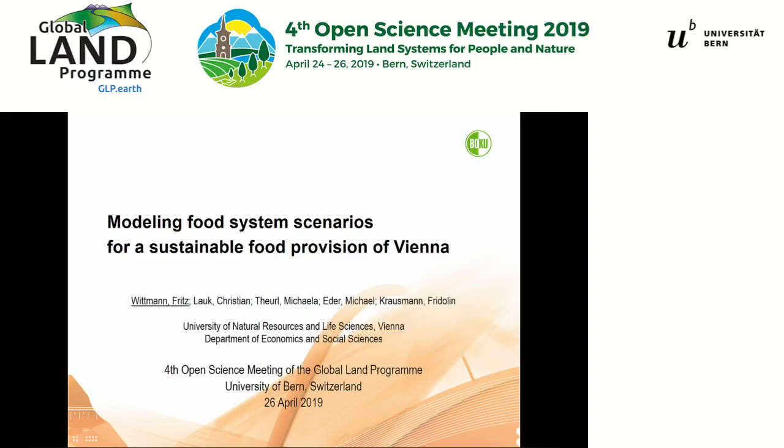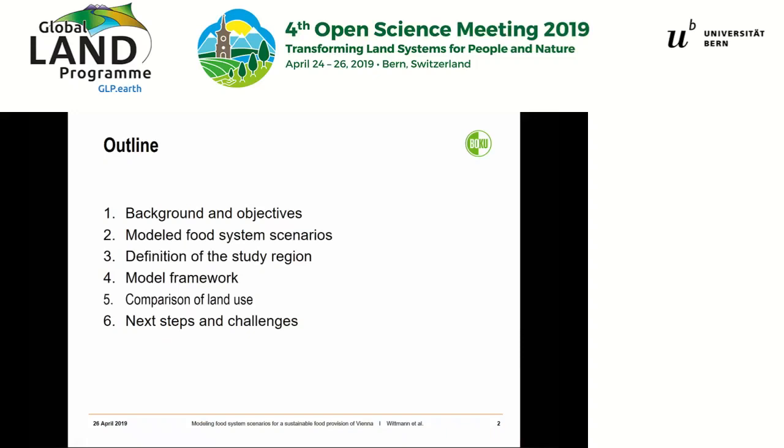The outline of this presentation is that I first show you some background and objectives, then I show you the modeled food system scenarios that we defined, a definition of the study region, the model framework used, a comparison of land use, and a summary at the end.